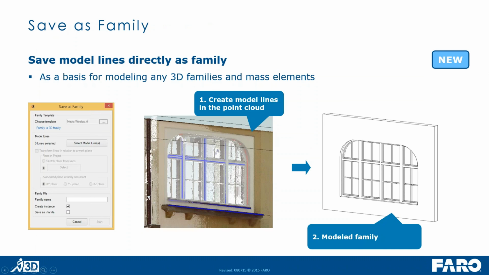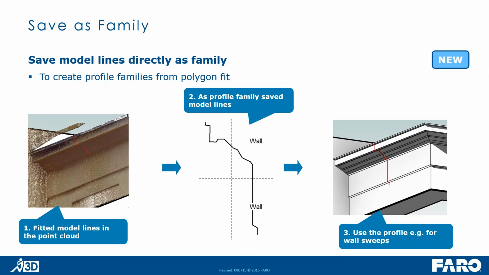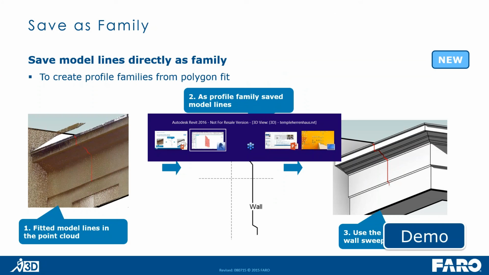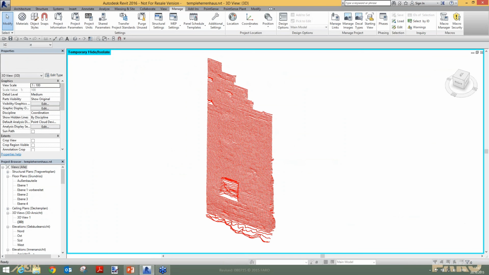All right. Another new feature is the Save as Family. That means you can save any model line that you have created in the project environment as a 2D or 3D family, and use this in the family editor. For example, you create this profile family out of the point cloud by fitting a polyline, and then use this profile family for creating a wall sweep. I can show you this in the software.